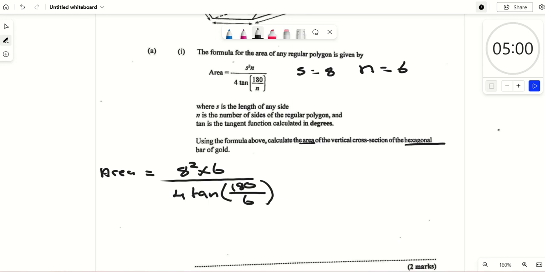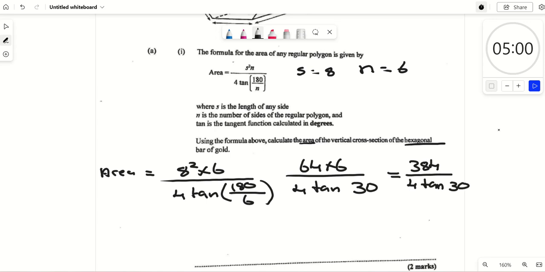You know 8 squared is 64, so 64 multiplied by 6, all divided by 4 tan of 180 divided by 6, which is 30, right? And then 64 multiplied by 6 is 384. So it's 384 all over 4 tan 30. So you're going to put in your calculator 384 divided by open bracket 4 tan 30, and you need to make sure that your calculator is in degrees. On the top part of your calculator, you're supposed to see DEG.